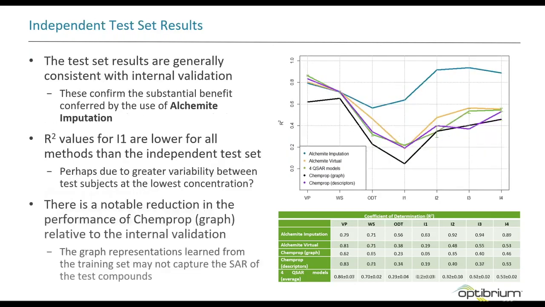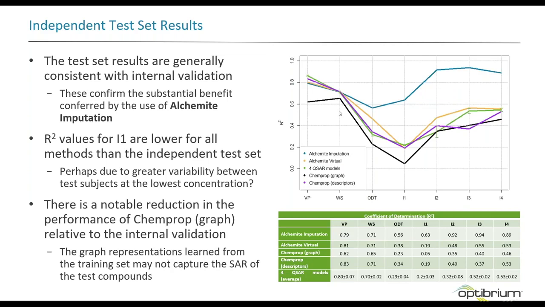And so then we applied the optimized Alchemite method on the independent test set. We see similar patterns again, where the imputation method outperforms the other models over the sensory properties, especially for the odor intensity endpoints, and that confirms the significant benefit of the Alchemite imputation, because it leverages the inter-property correlations.